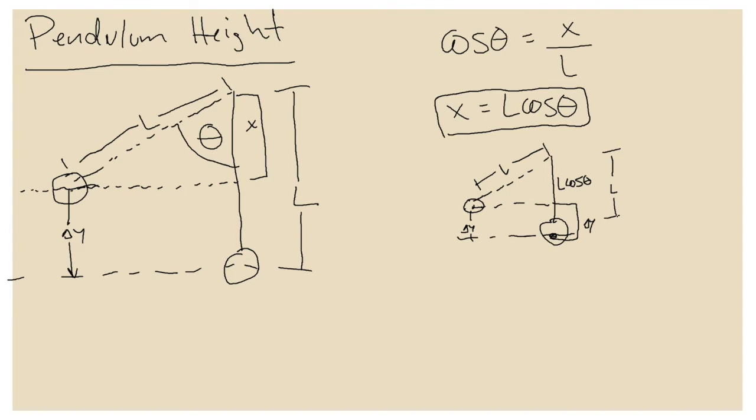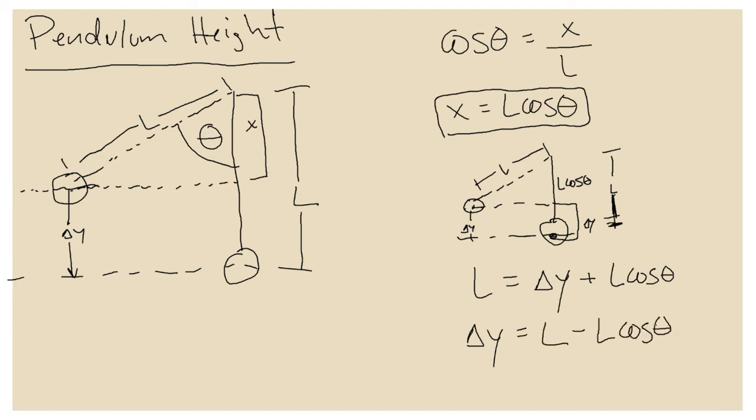And what we're saying here is that this whole distance L from here to here has two parts, delta y and L cosine theta. So we can say L is equal to delta y, the thing we're looking for, plus L cosine theta. And so that means delta y is going to be equal to L minus L cosine theta. And that's it.